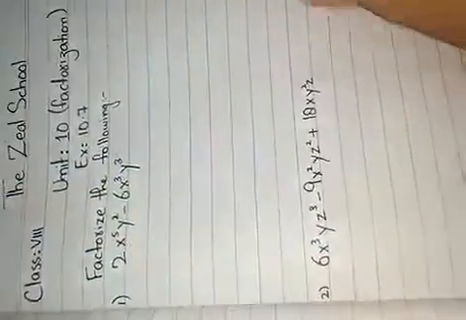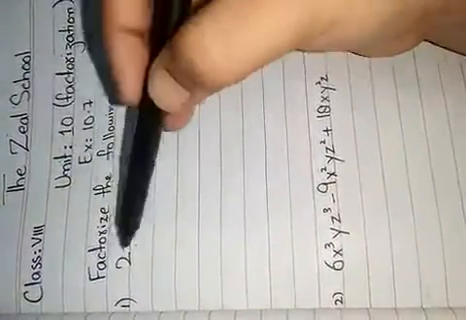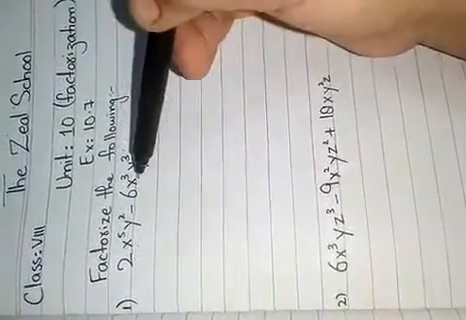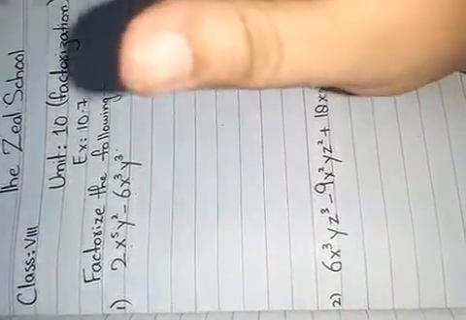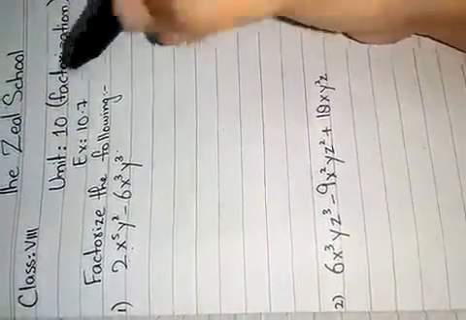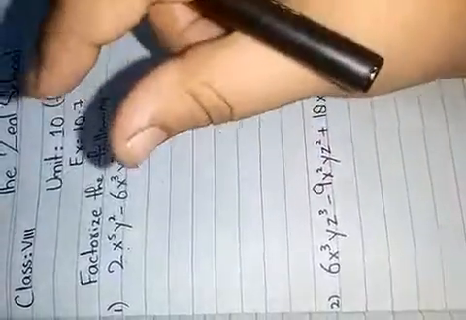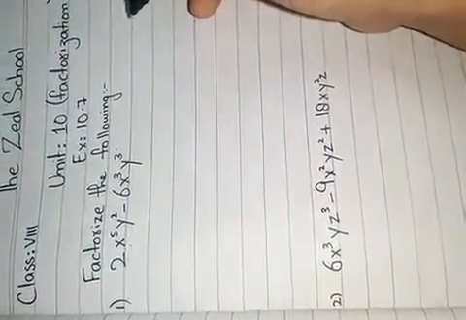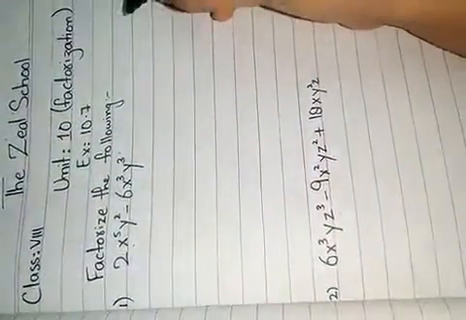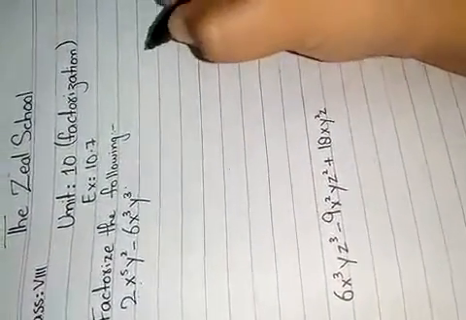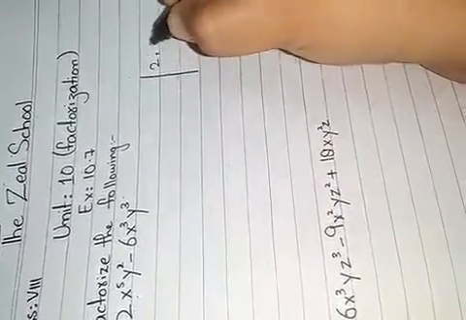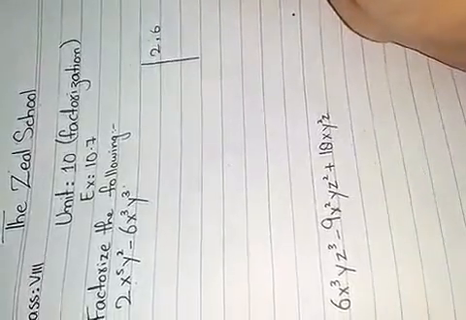So let's start. To take the common, first we have to see the coefficients. The coefficient of the first term is 2 and the coefficient of the second term is 6. We have to take the common number which divides both 2 and 6, so for this we take the LCM of 2 and 6 by the division method.